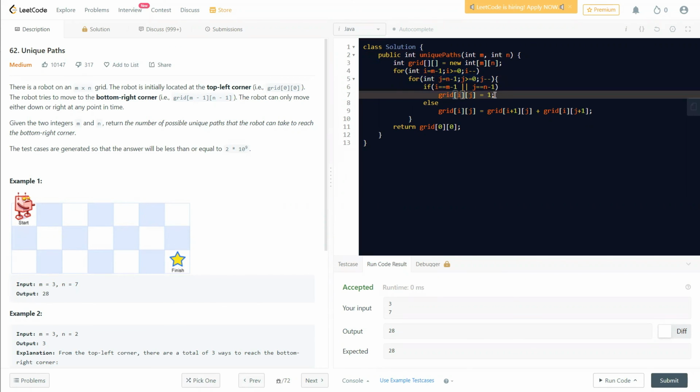Further, we keep a check: if i is m minus 1 and j is n minus 1, so if we're at the corner rows or the corner columns, our value will be 1. So that's what we did over here. Fine. So that's the whole thing we did.